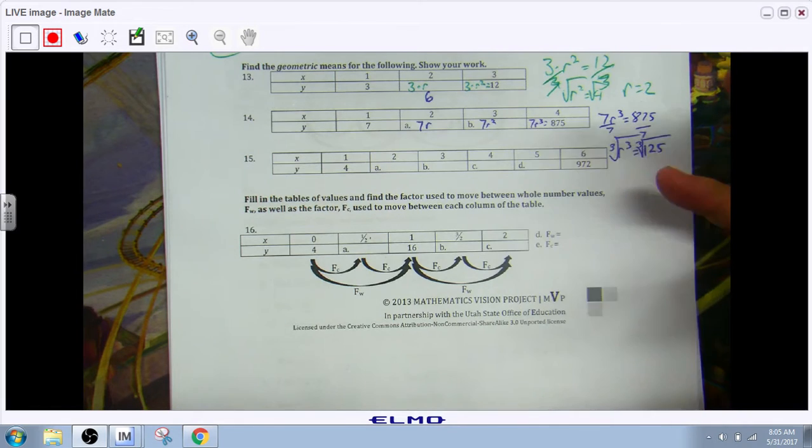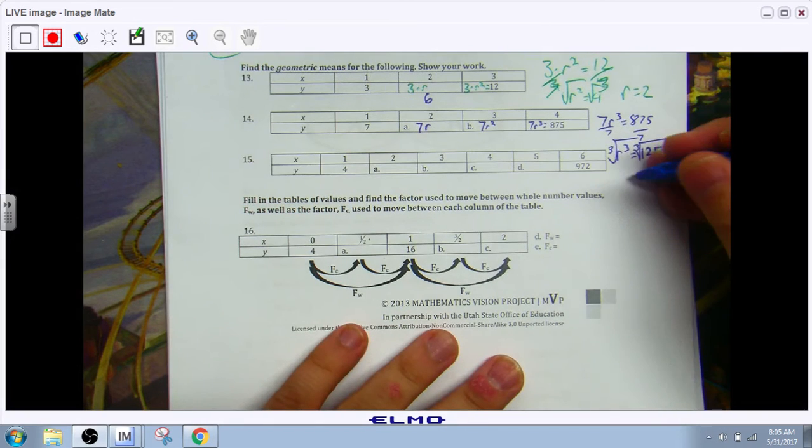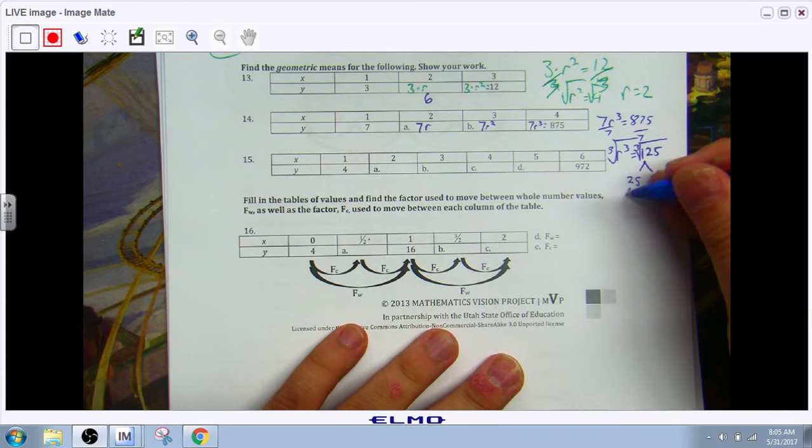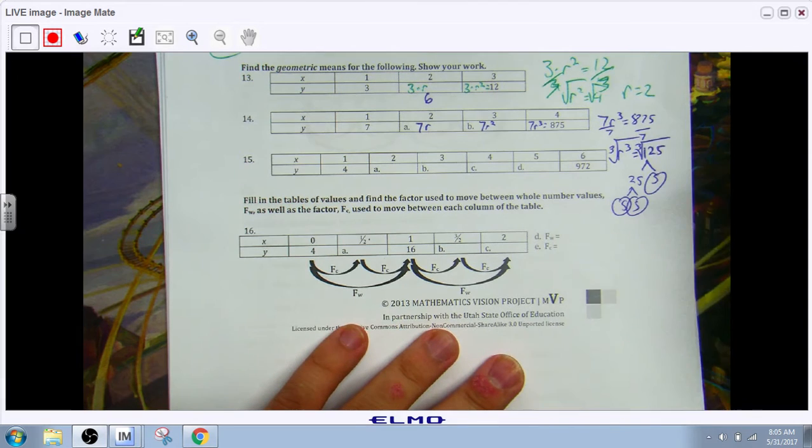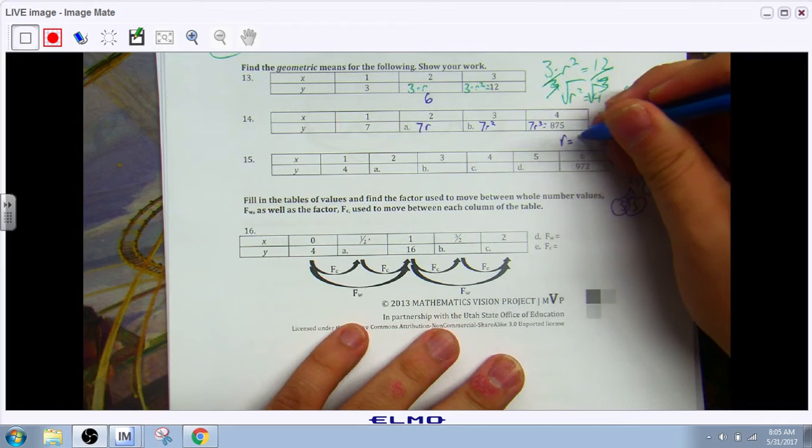And now I need to take the cube root of 125. Now, here's the thing. We know how to do this without a calculator now. Okay, so all I need to do is I take 125 and I start factoring it. Well, I know 25 happens 5 times, and I know that 25 is 5 times 5. 1, 2, 3. So the cube root of 125 is 5. So I know that r equals 5.